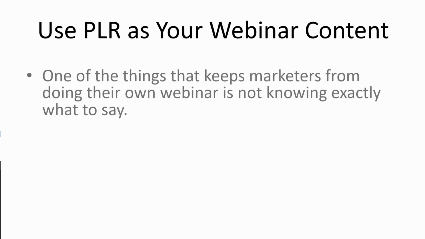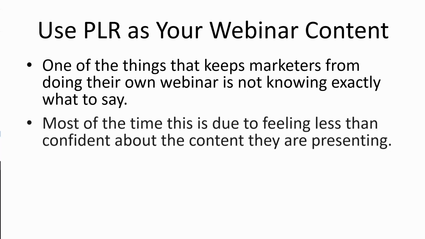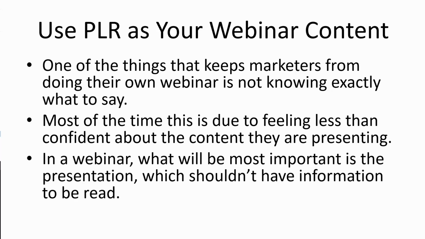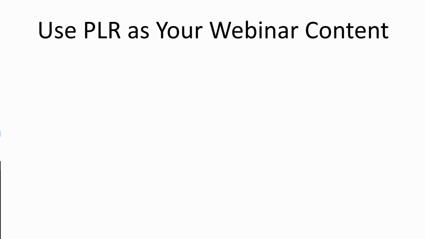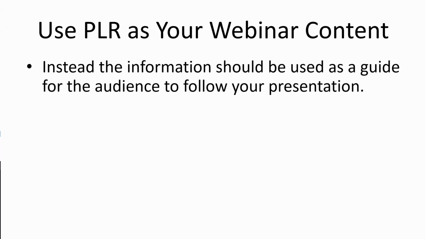Now, one of the things that keeps marketers from doing their own webinar is not knowing exactly what to say. Now, most of the time, this is due to feeling less than confident about the content they're presenting. Now, on a webinar, what's most important is the presentation that people are going to be seeing on their screen. It should not look like information that they want to read. Instead, the information should be used as a guide for the audience to follow the presentation. So in other words, it shouldn't look like a word processing document.